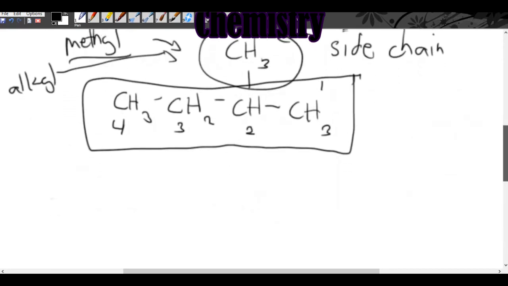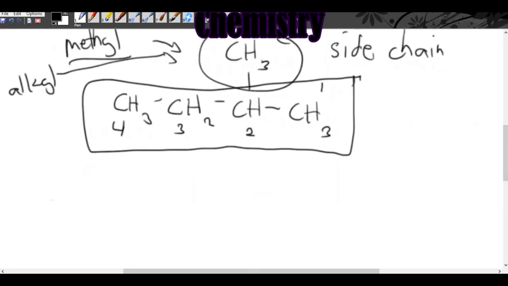So first, we have to address specifically where this methyl group belongs. In this case here, this methyl group belongs to carbon number 2, which means that we put 2-methyl. And by the way, there are 4 carbons in here: 1, 2, 3, 4. So we have 2-methylbutane.